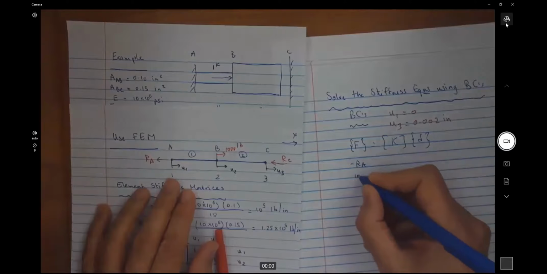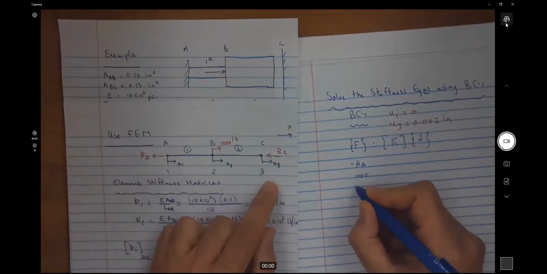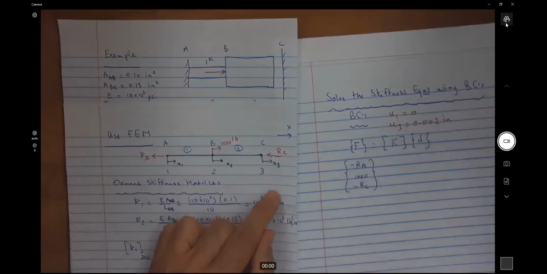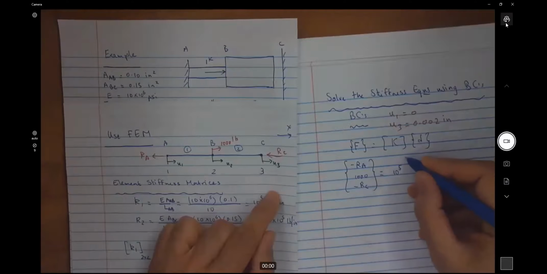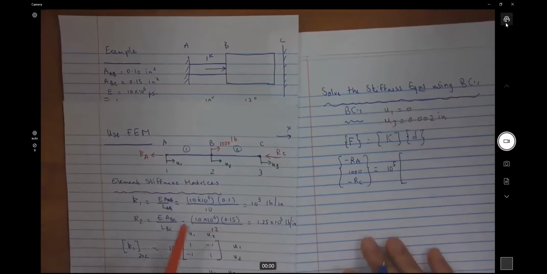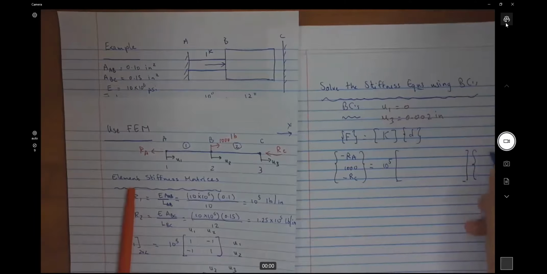I have a 1,000 pounds positive and a minus RC at node 3. So this is my F is equal to my K, so we have this 3 by 3 multiplied by U1, U2, and U3. But now we know that U1 is going to be a 0.